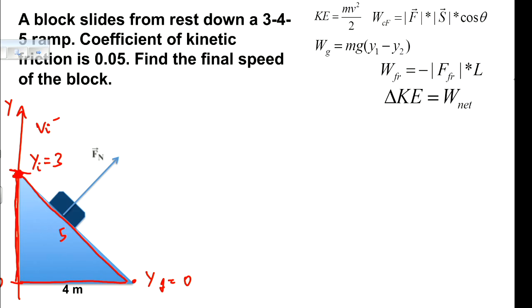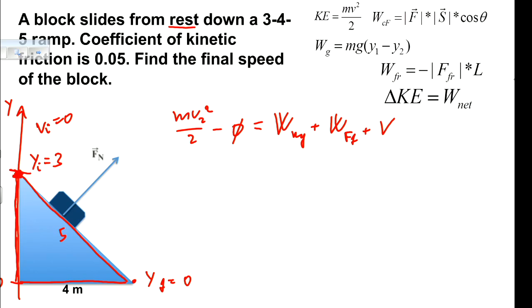Now, the initial speed is 0, and mv squared over 2 minus kinetic initial should be equal to what? Work done by gravity, work done by friction. Technically, I should write work done by normal force, but we just said a minute ago that's going to be 0. So work done by gravity. We just said a minute ago it should be mg y initial minus y final. Work done by friction should be negative.